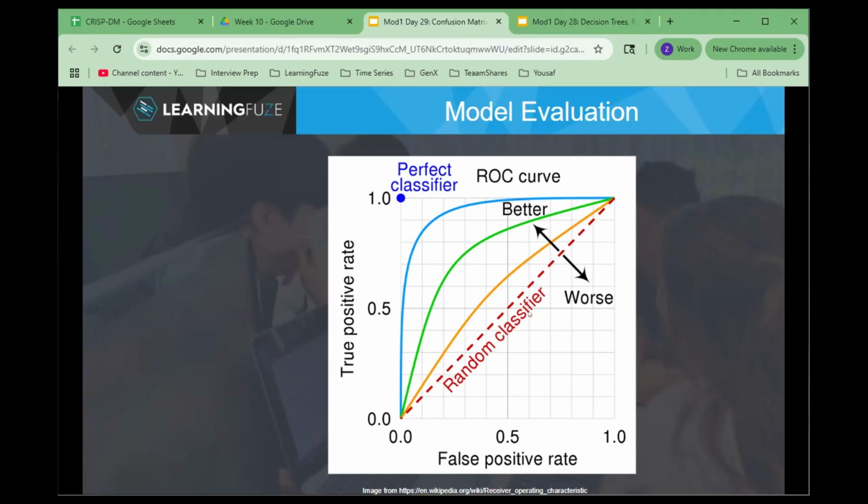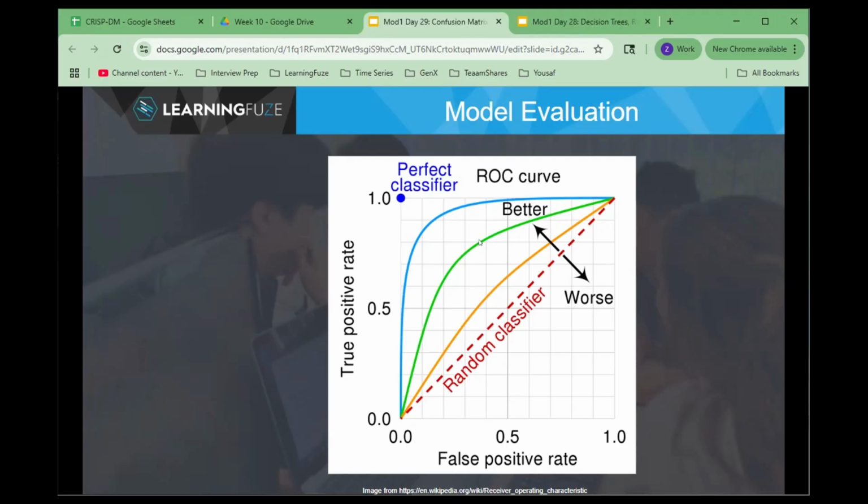And a random classifier that does not predict very well, your area under the curve is usually 50%. Then this yellow, beige one is a little bit better. Green is better than beige, and blue has the best.